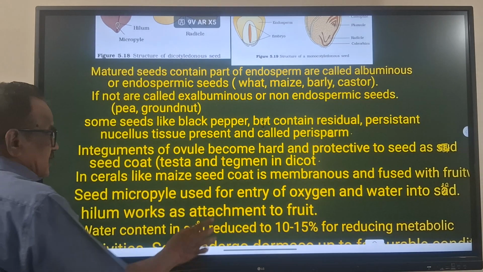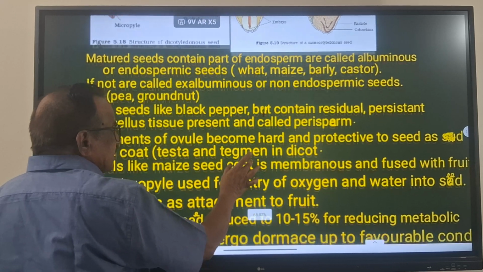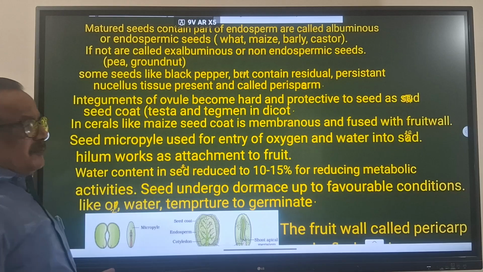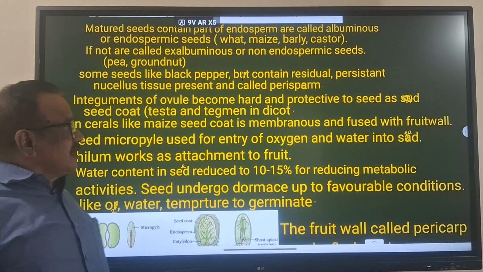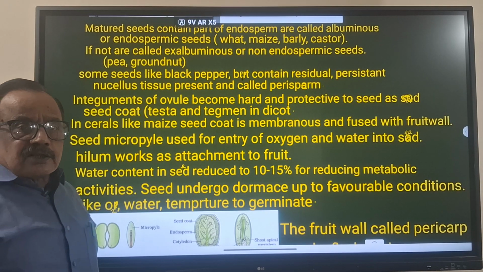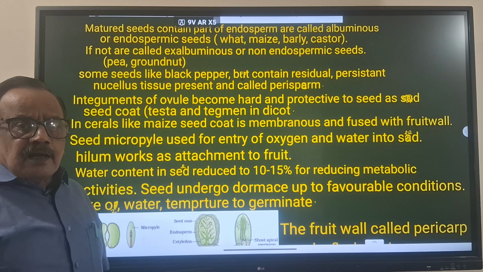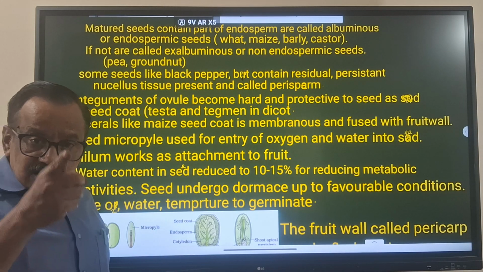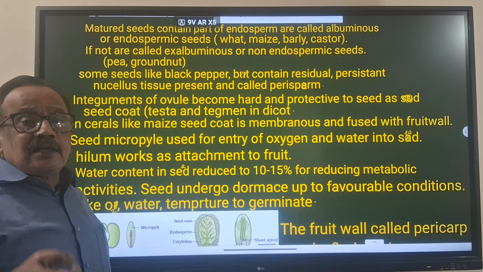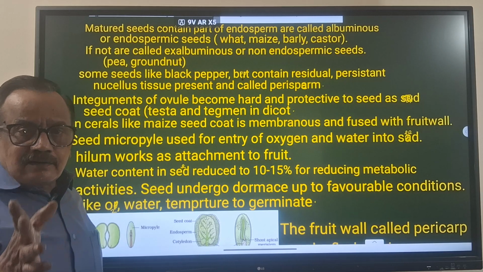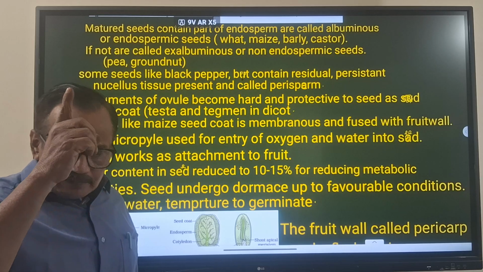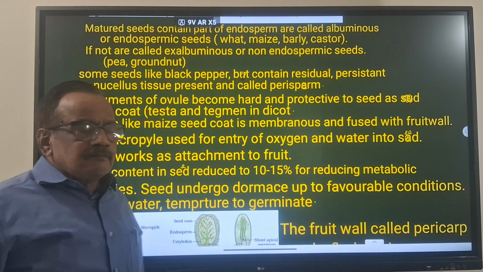And in cereals, now we are discussing the seed coat. In cereals, meaning rice, maize, wheat and all, if you see, the seed coat won't be hard. That is also important. It is like a membrane. A membranous seed coat is given in the morphology. Remember, this is the most important bit.